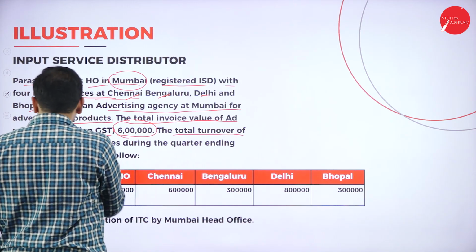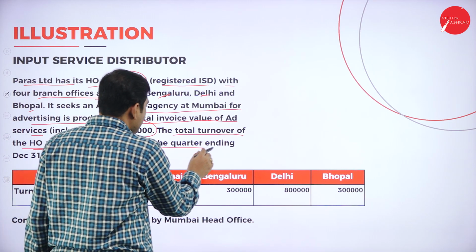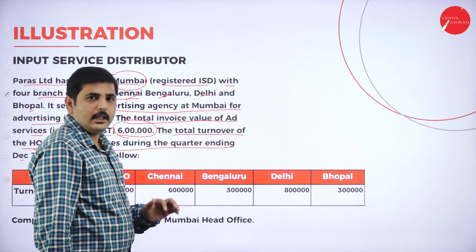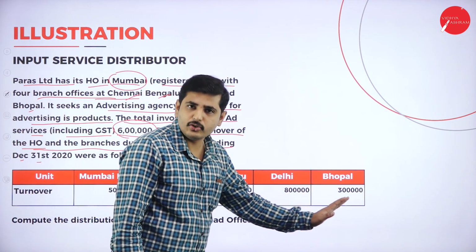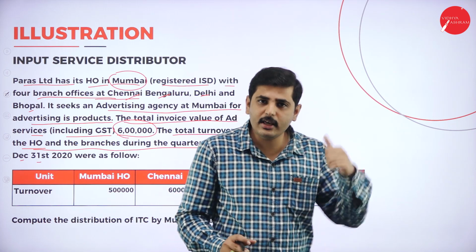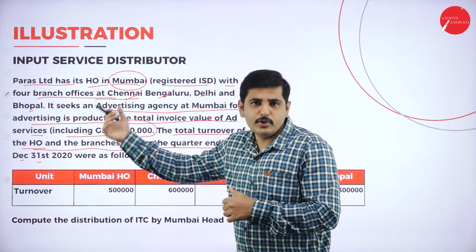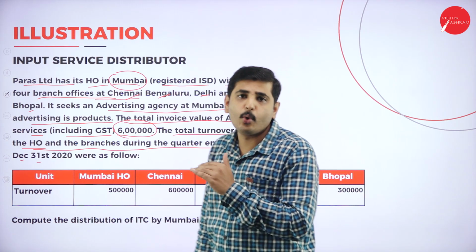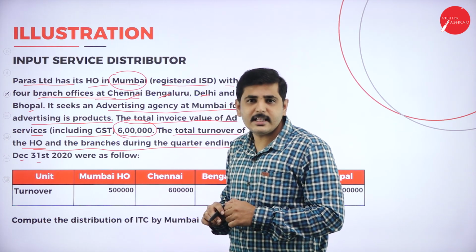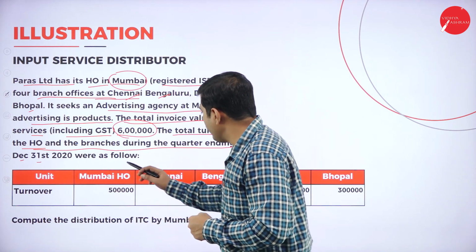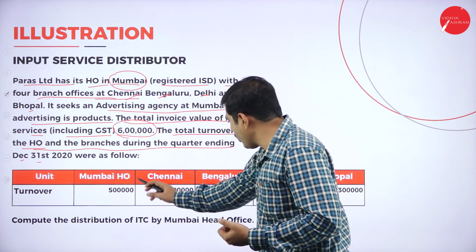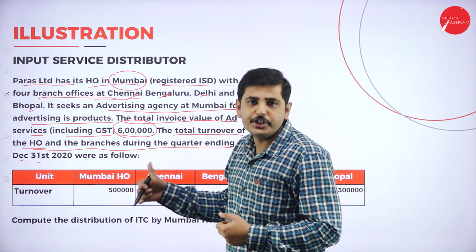The total turnover of the head office and the branches during the quarter ending on 31st December 2020 was as follows. Now this is the total turnover. On the basis of the turnover we have to distribute the credit, as already discussed in the previous session. We distribute the input tax credit on the basis of ratio, or pro rata. The input tax credit available is 6 lakh rupees. Out of the 6 lakh rupees input tax, we have to distribute to all the branches on a pro rata basis, calculating the ratio of distribution on the basis of turnover.